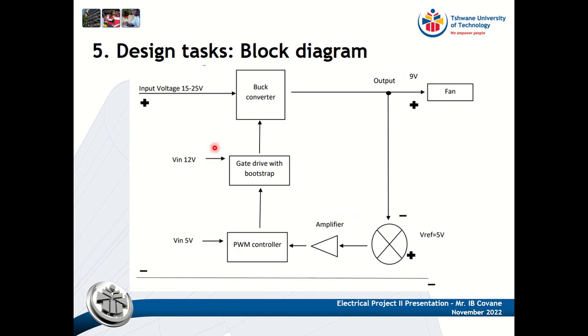Let's look at the block diagram. Here's the block diagram. As we can see, the input voltage ranges from 15 volts to 25 volts, which is sent to the buck converter, and the buck converter has to give us the output voltage of 9 volts.